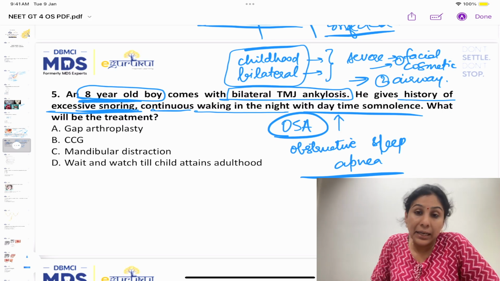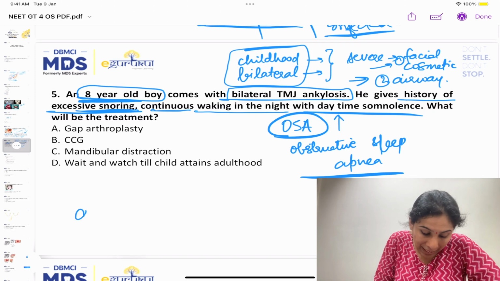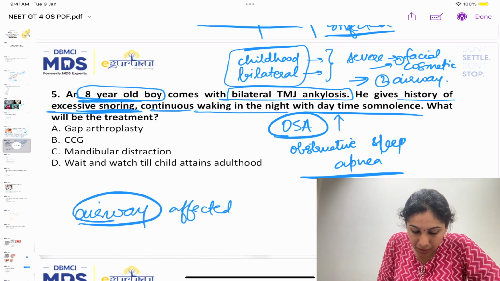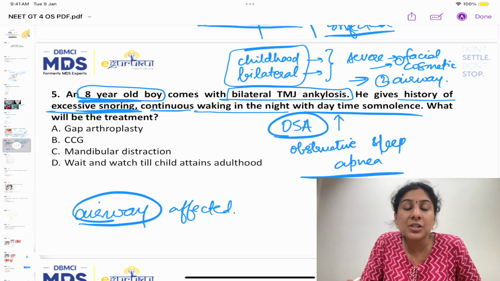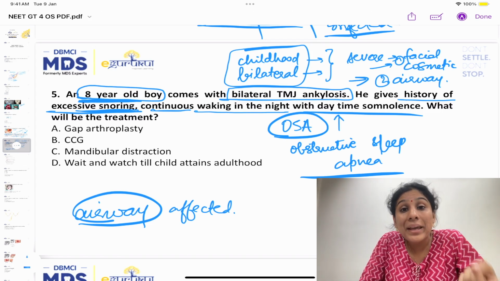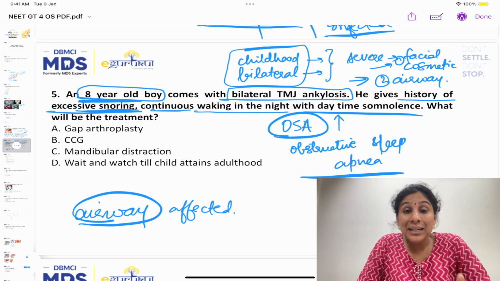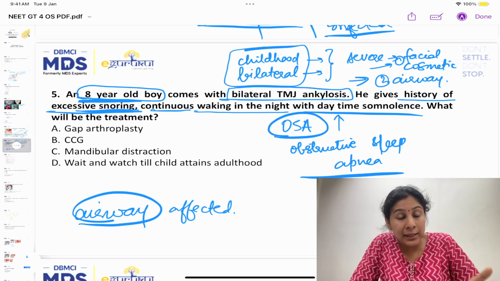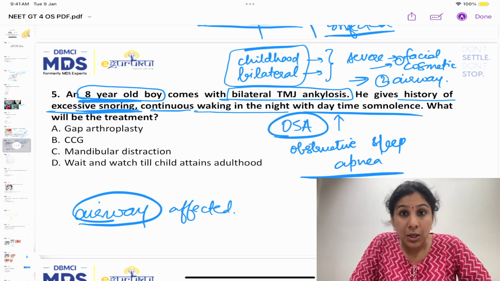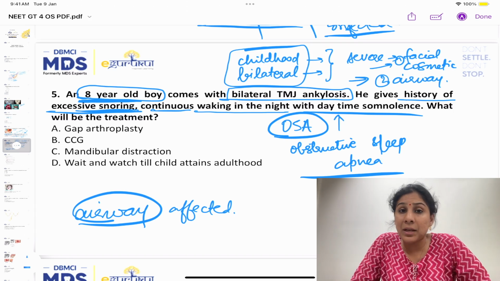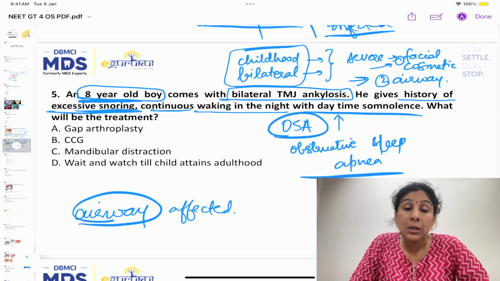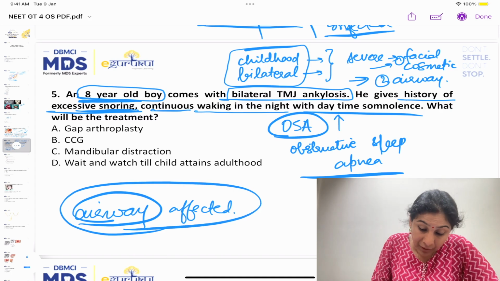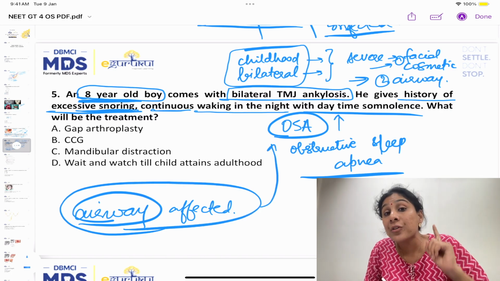So what will be the treatment? Now whenever you have an airway affected, your priority changes from opening the mouth to making the airway better. Now, for you, airway is more important. Mouth opening, yes, the treatment for TMJ ankylosis is opening the mouth, either via gap arthroplasty, via CCG, via distraction, whatever. But here, your priority is to improve the airway and to correct the OSA first.